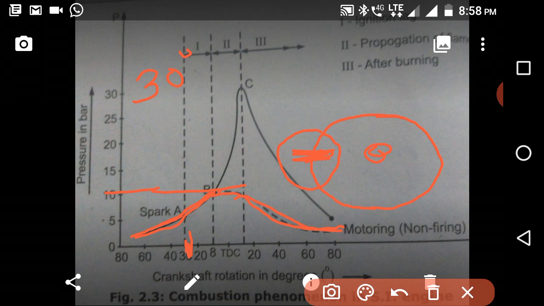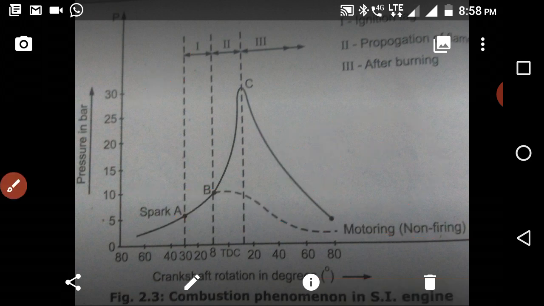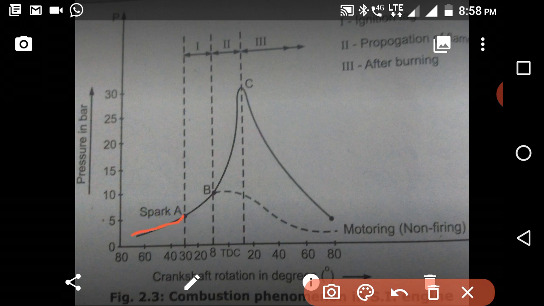So here already it is written over here, this is the motoring curve, that means this is the non-firing curve. This is the non-firing curve, means if no combustion is occurring, at that time it will achieve a curve like that. Now we know that if compression is occurring, this is the TDC. What is this? This is the top dead center. This line is indicating the top dead center.